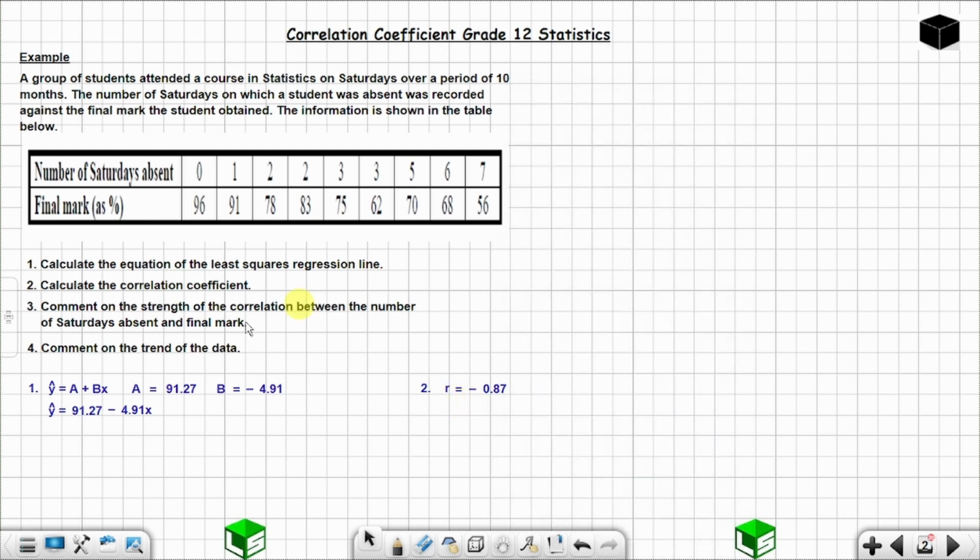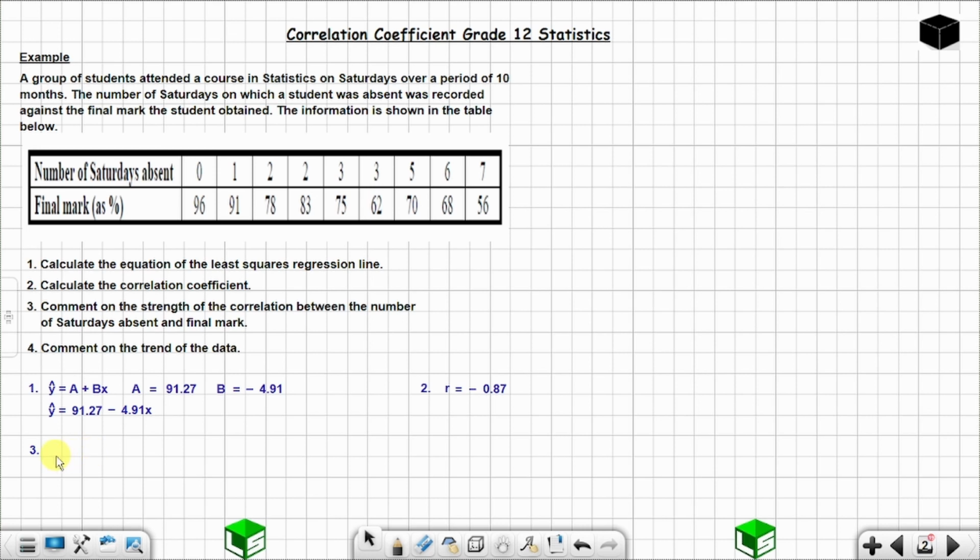Now question 3: comment on the strength of the correlation between the number of Saturdays absent and final mark. You can see this value is very close to -1. So this is strong, and because it is negative, you are going to say negative.